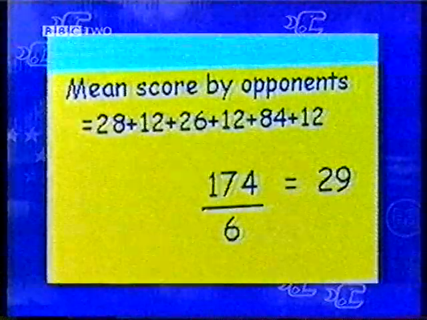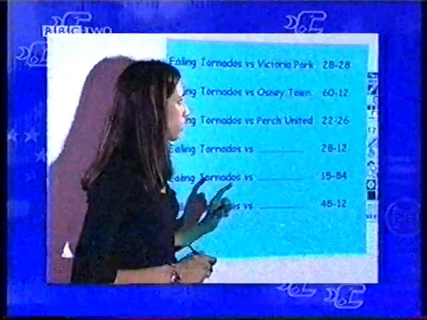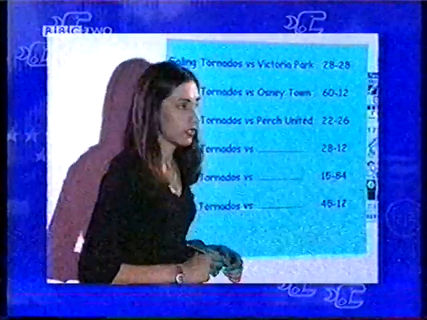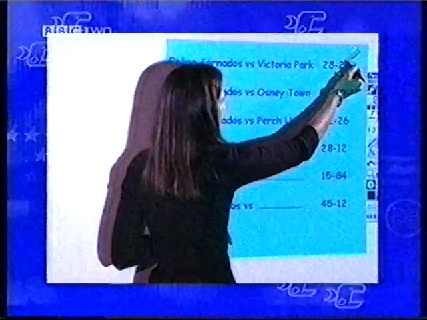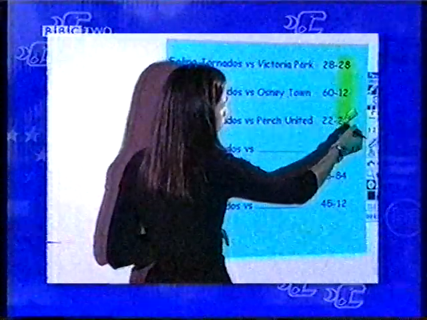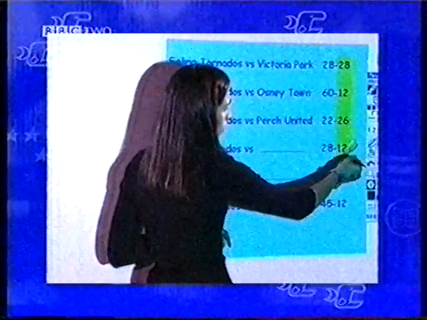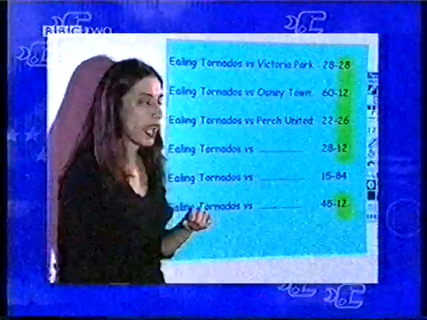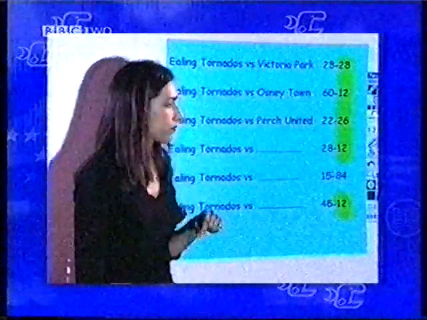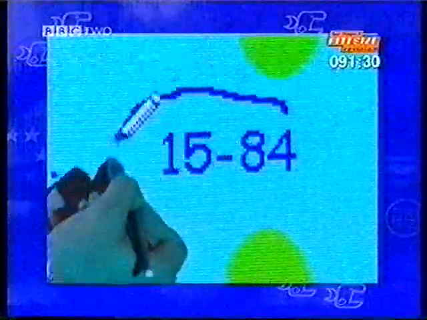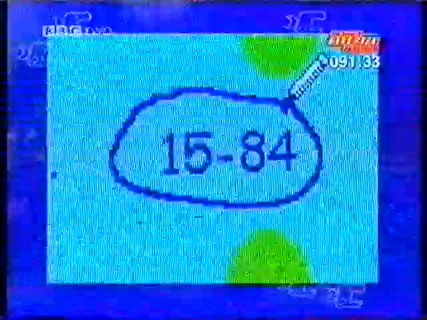Although the mean score was correctly worked out to be 29, that's a little bit deceiving if we look at this chart here. In 5 out of their 6 games, they actually scored less than 29. Victoria Park scored 28, Osney Town scored 12, Perch United scored 26, 12 and 12. Only in one game did they actually score more than 29. So to say that they had an average of 29 is a little bit deceiving. What's happened is that in this game here, where they scored 84, that score has distorted the mean average for the opponents.